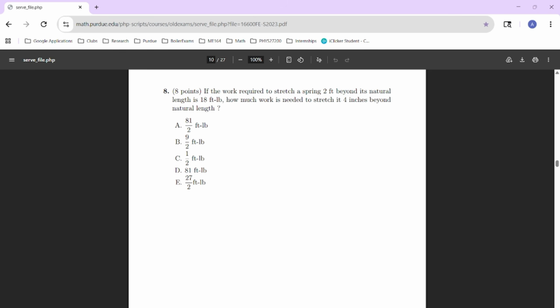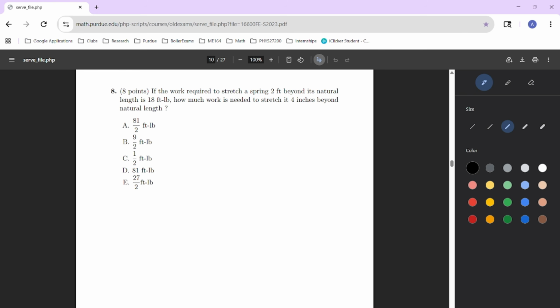Hello everybody, thanks for joining me today as we cover question 8 of this problem set. If the work required to stretch a spring 2 feet beyond its natural length is 18 foot-pounds, how much work is needed to stretch it 4 inches beyond natural length? Now bear in mind that this is inches and not feet, because that might get some people tripped up on this problem.